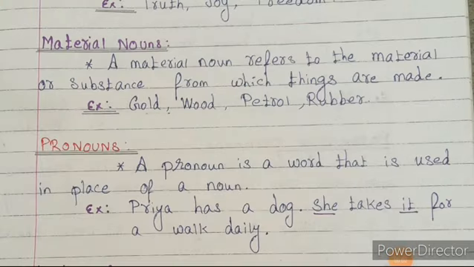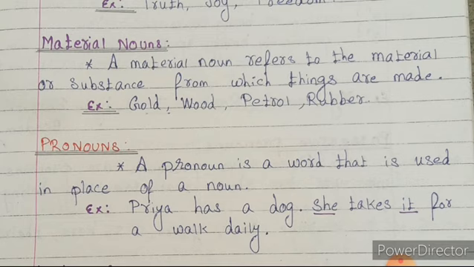The next is the material noun. A material noun refers to the material or substance from which things are made. It refers to the material. A material noun identifies the material, or we can say the substance, from which things are made. With that particular substance, some more things are made. That is known as material nouns. Look at the example. Gold, wood, petrol, rubber. Likewise. A material noun refers to the material or substance from which things are made with the help of that particular material.